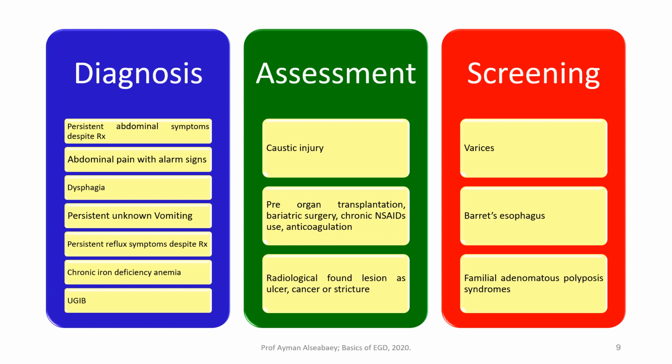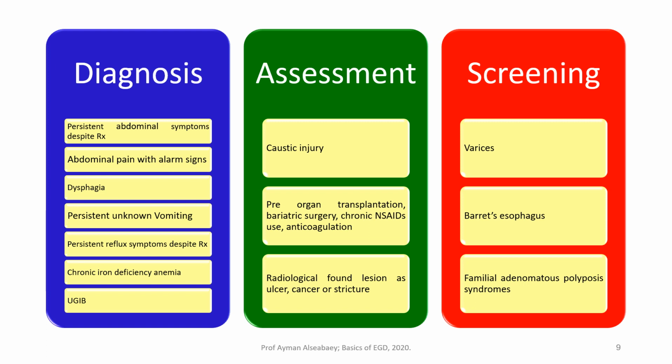Also, in the point of assessment, you should know that if you find a radiological finding by CT, for example cancer, ulcer, or stricture, say the patient underwent CT for renal colic and the CT said that there is a query stricture in the duodenum, here you will do endoscopy, although the patient is asymptomatic.